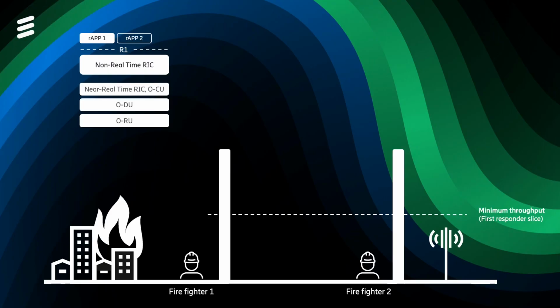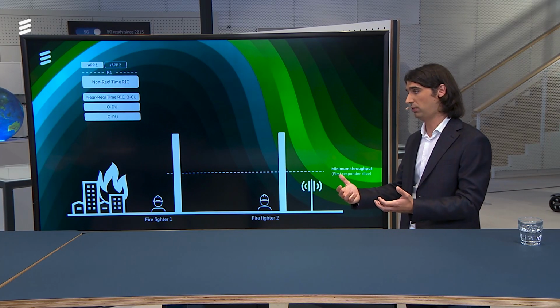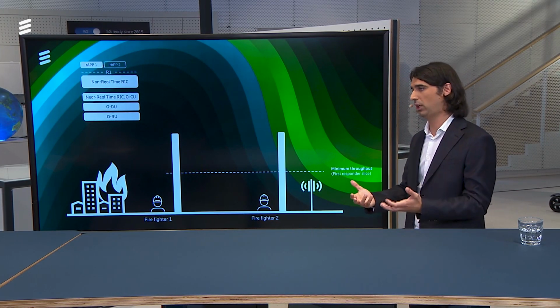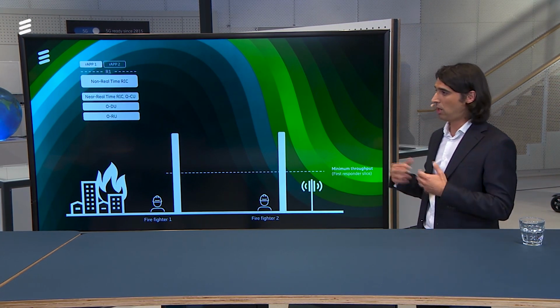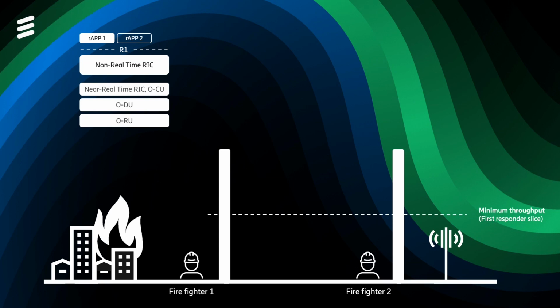This declarative policy will be sent to the RAN using the A1 interface, so that the RAN can update its scheduling priorities and give higher priority to firefighter 1. As an outcome of that, firefighter 1 would see its throughput increasing, and therefore, the quality of its video would also improve. Of course, that's very important.